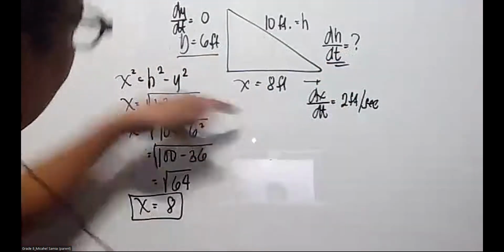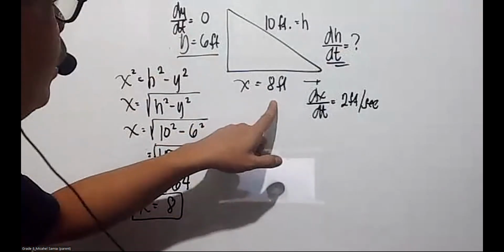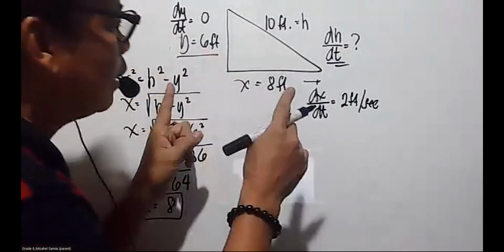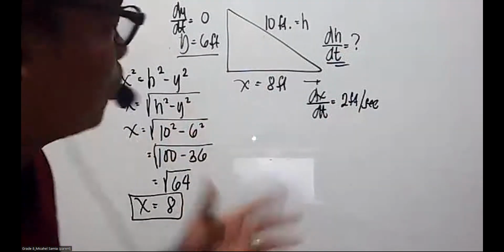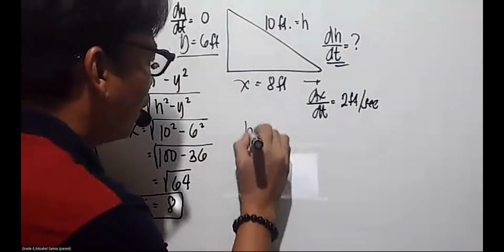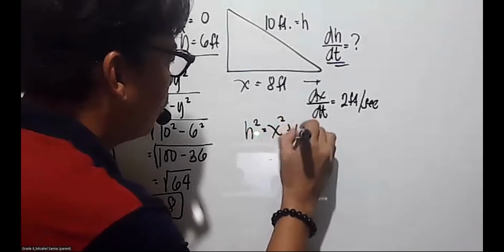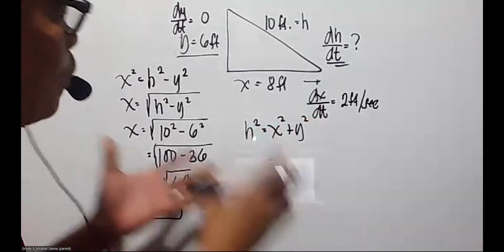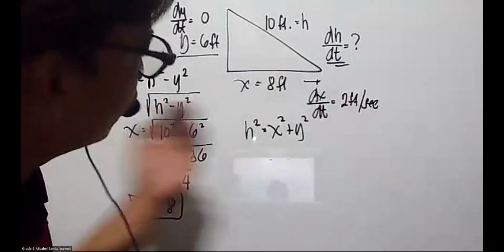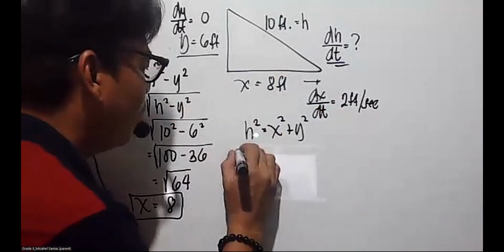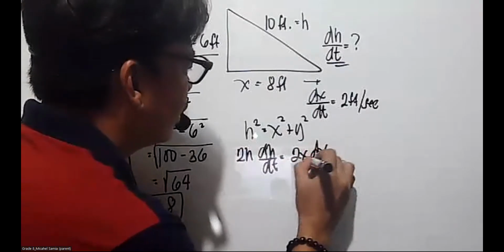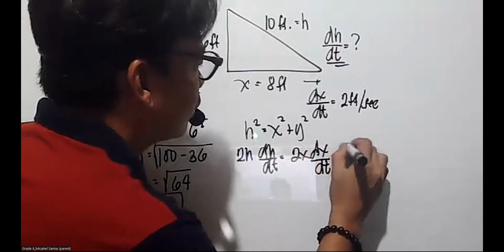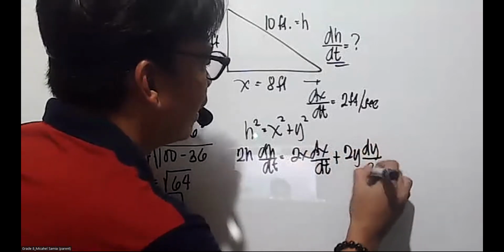And your x, we solved it using the Pythagorean theorem, has a value of 8 feet. Now, it is given also that it is increasing at the rate of 2 feet per second. Since it's a triangle, we're going to use the Pythagorean theorem. So h squared is equal to x squared plus y squared. Like I said, if they're all functions of time, you differentiate both sides of the equation. So differentiating h squared, we have 2h dh/dt equal to 2x dx/dt plus 2y dy/dt.